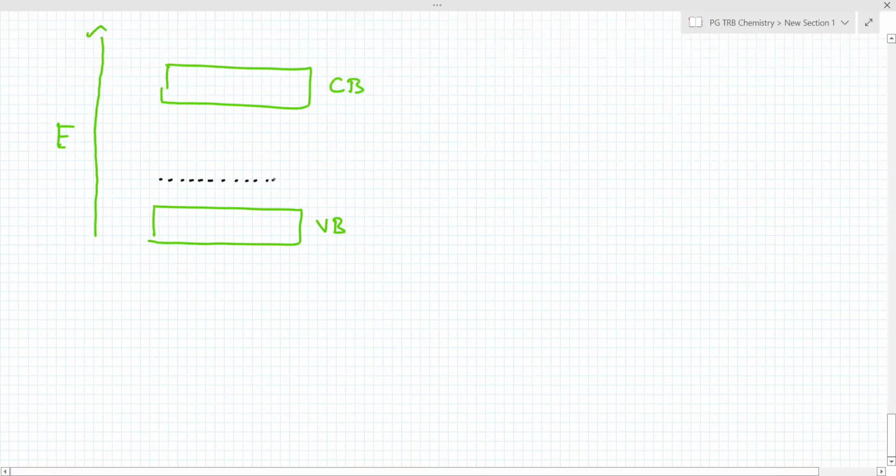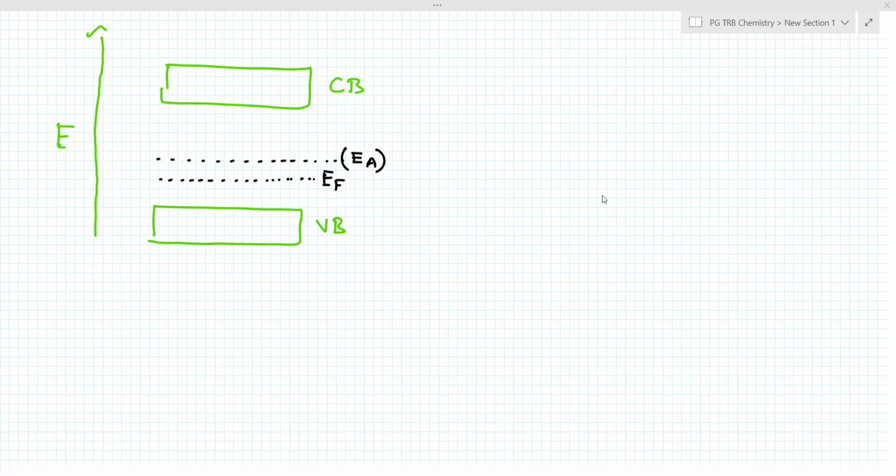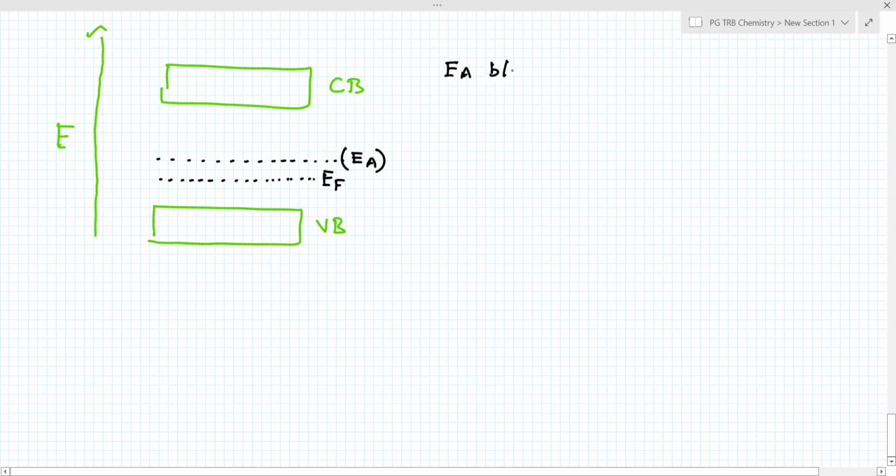This is the Fermi level, the energy of the Fermi level. Now this is the energy of the acceptor. In the case of an acceptor, is it near the conduction band or near the valence band? Near the valence band. Good. The acceptor level is formed between which two? The valence band as well as the Fermi level. The acceptor energy level lies between the valence band and the Fermi level. This is important.